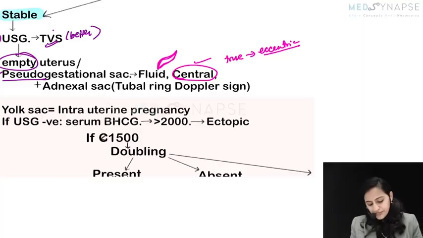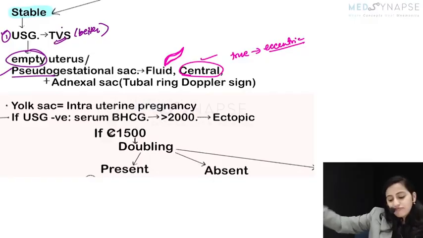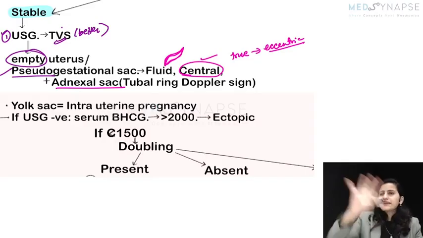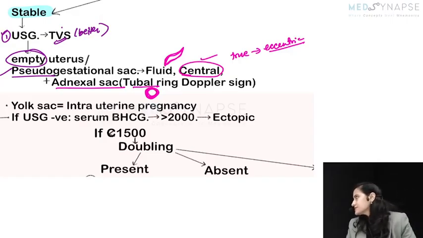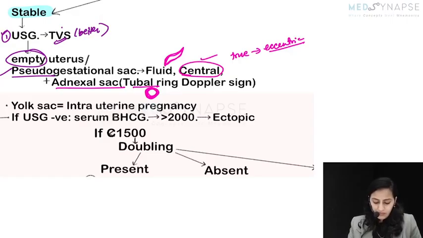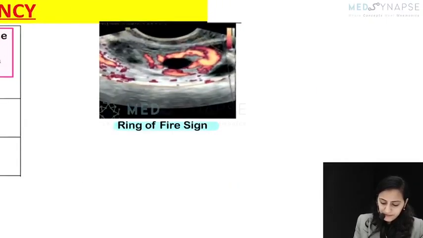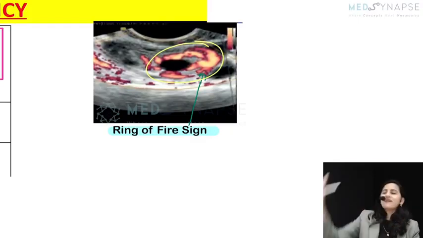right? It's centrally located, and along with that, where will I see the ectopic? The most common site, the fallopian tube. That's basically in the adnexa. An adnexal mass and adnexal sac is seen, which has this tubal ring sign, an echogenic ring surrounding it. In Doppler, if I do a Doppler, what do I see? Ring of fire. Right, Doppler shows the ring of fire, the peripheral vascularity like a fire.